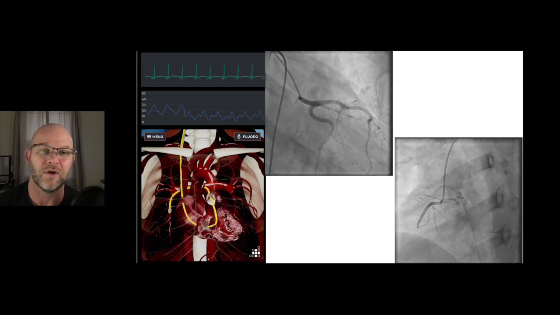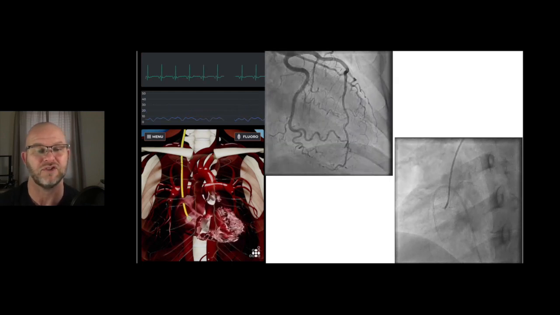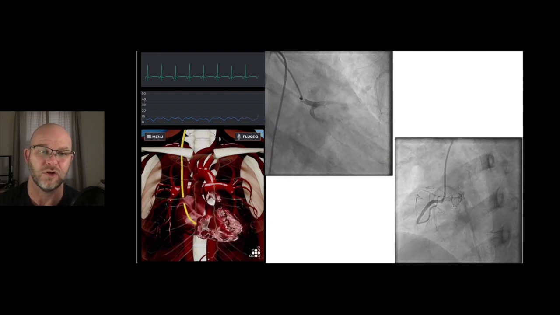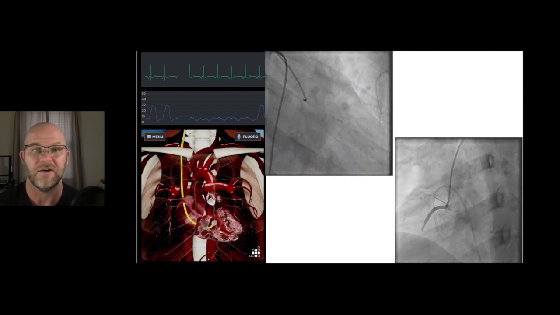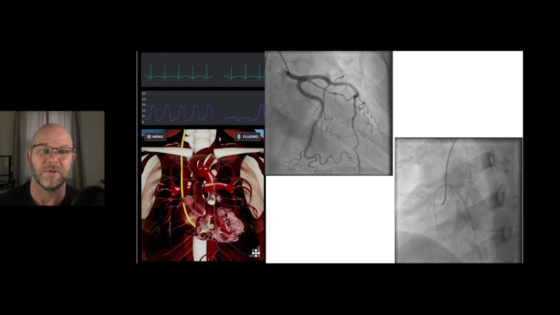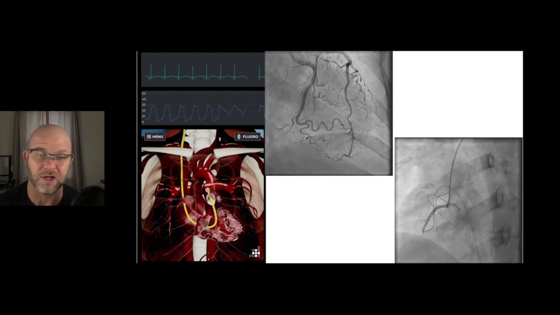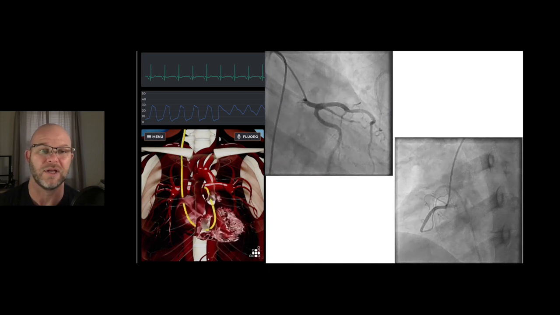We'll talk about right heart cath in a different video, but that's all venous. And you can look at valves and pressures in the heart, pulmonary hypertension, volume overload. All of those things, and cardiac output, can be monitored very closely with a right heart cath.